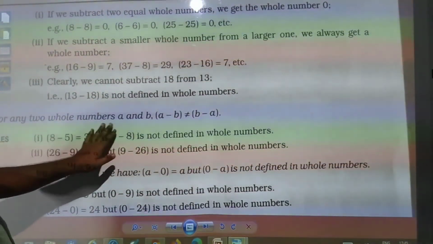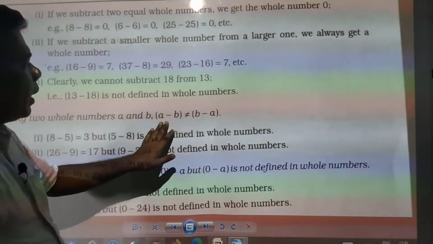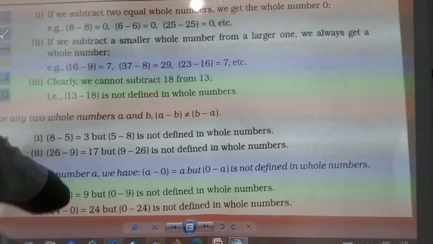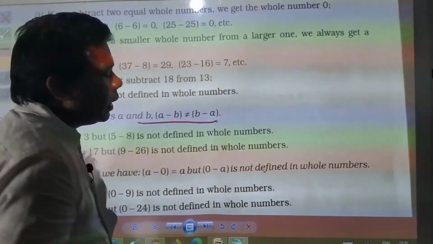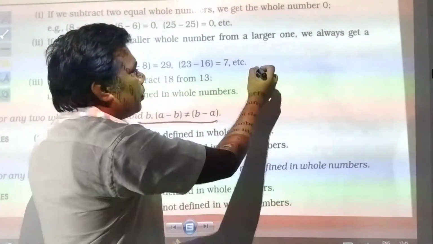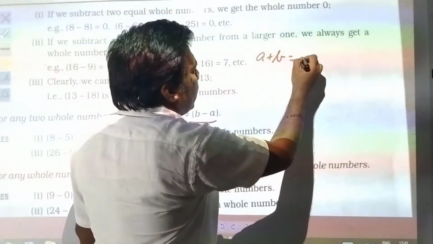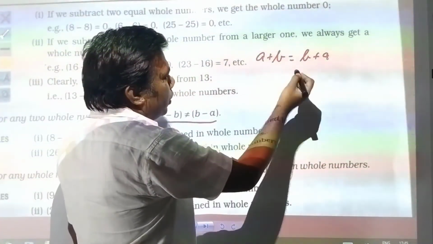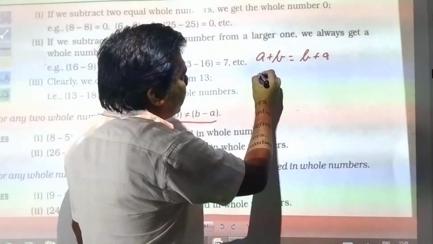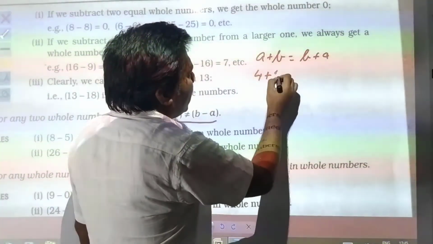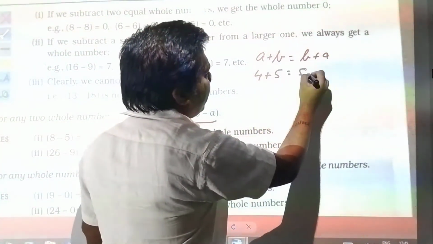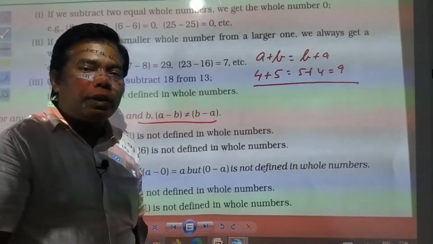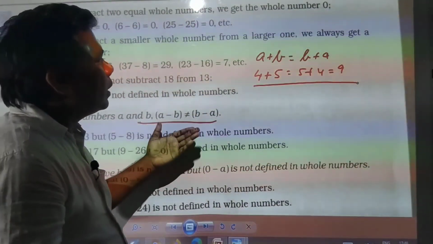For any two whole numbers A and B, A minus B is not equal to B minus A. That also you need to remember, because this was not there in addition. In addition, what happens? A plus B is equal to B plus A. You had seen, you have remembered. In the last video you have seen 4 plus 5 is equal to 5 plus 4, and that is equal to 9. In addition that is possible, but in subtraction that is not possible.